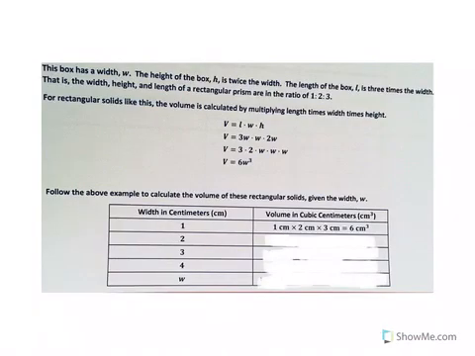Okay. Knowing this, follow the above example, which is what we just did on the other page, to calculate the volume of these rectangular solids given the width W. They've given us 1, right? So, if they gave us 2, then, I'm going to use a red here. They give us 2, so instead of 1 centimeter, it's 2 centimeters. You're doubling everything because it has to keep the same ratio.